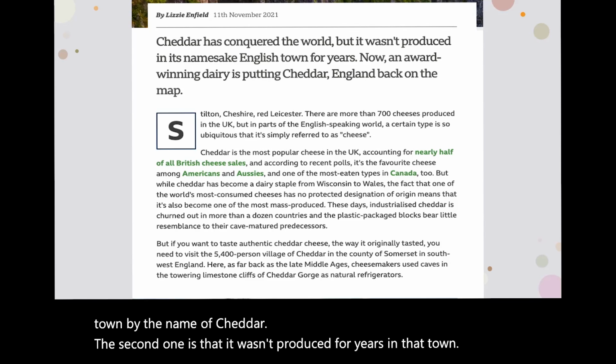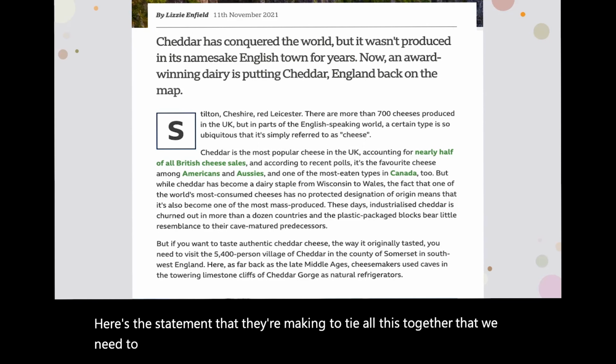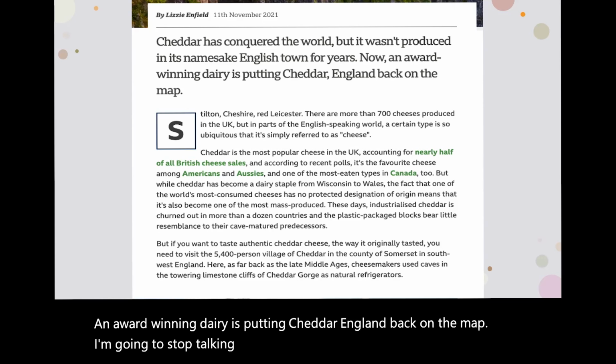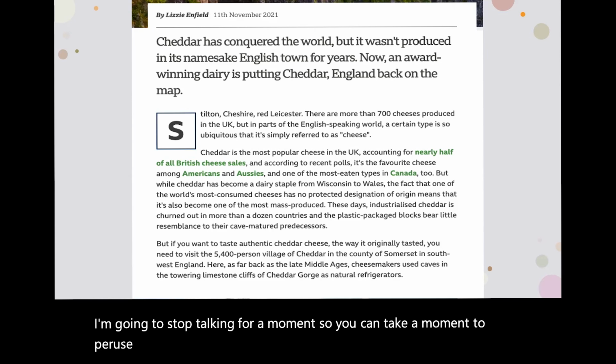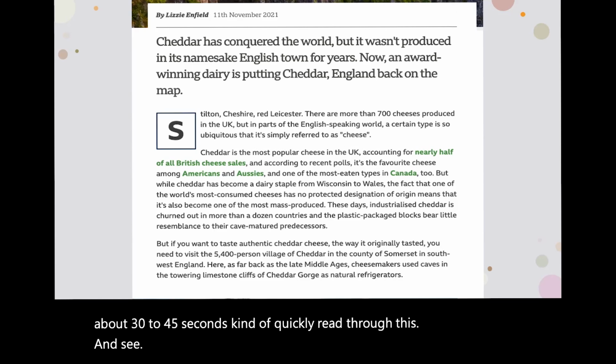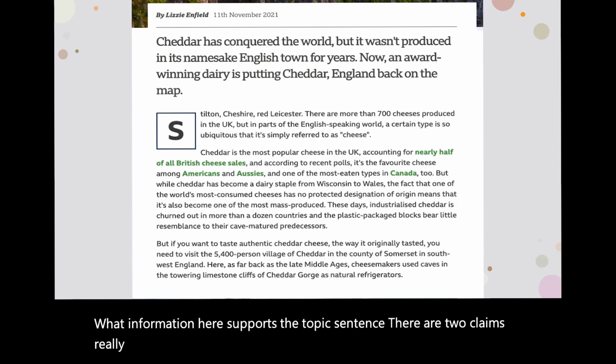Here's the statement that they're making to tie all this together that we need to look for throughout this article: "Now, an award-winning dairy is putting Cheddar, England back on the map." I'm going to stop talking for a moment so you can peruse this. I'm going to give you about 30 to 45 seconds to quickly read through this and see what information here supports the topic sentence, their two claims, really three, and their thesis.